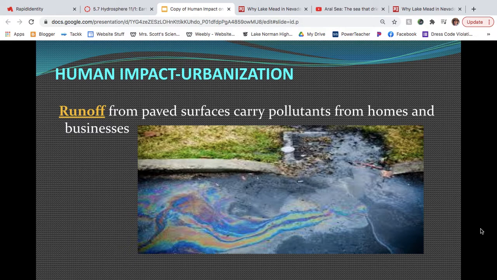In urban areas, you have more runoff, because you have pavement that is impermeable, so water doesn't go through it. It just stays on top. And this runoff picks up stuff that is left on the ground. All right, so if you are changing oil in the driveway or whatever, and some of it gets on the pavement, it's going to run off into the storm drain.